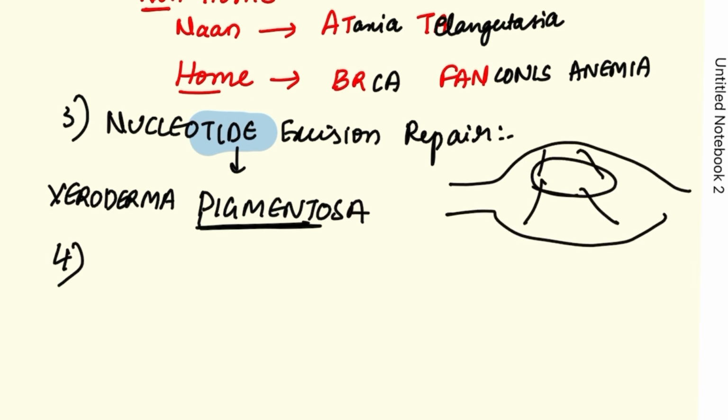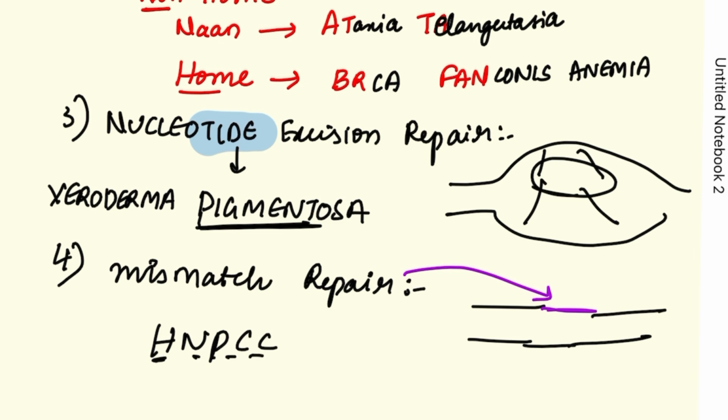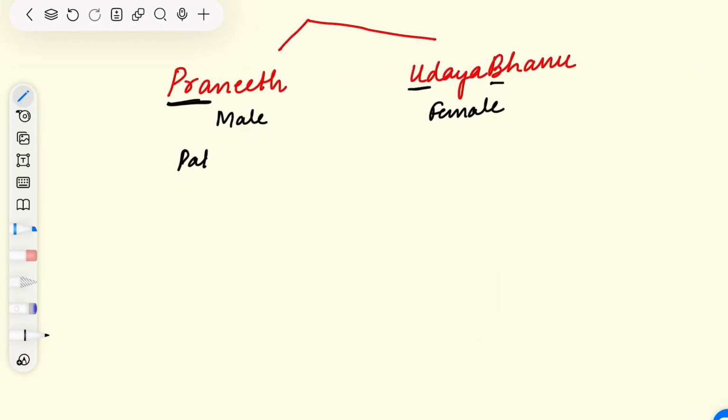And lastly, we have mismatch repair, which is nothing but you have these two strands, and in between, one mismatched nucleotide or base is fixed there. So you have to remove or repair it. So I just remember it like the alphabets are reversed and jumbled. So mismatched basically.